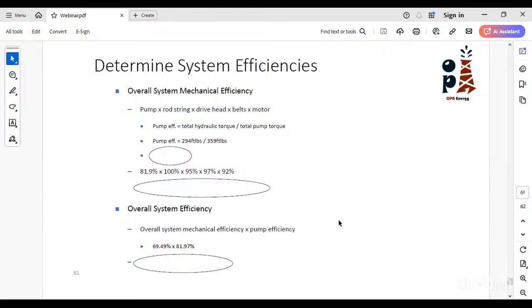That is an example of how to choose or design the PCP that best fits your application by calculating the net lift capacity and the required displacement capacity from your pump, and ended by calculating the horsepower required by the system and the overall system efficiency you got from this PCP that you have chosen.